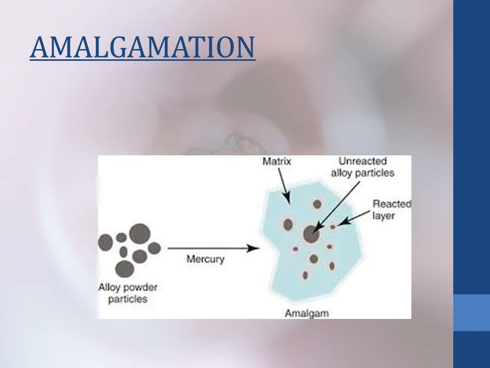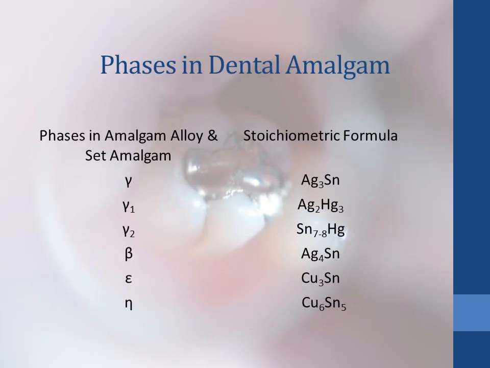So the amalgamation reaction involves the alloy powder particles reacting with liquid mercury, resulting in a matrix with a central unreacted alloy particle core and a reacted layer that surrounds it. So this is basically what we call amalgam. Different phases are formed during this reaction.